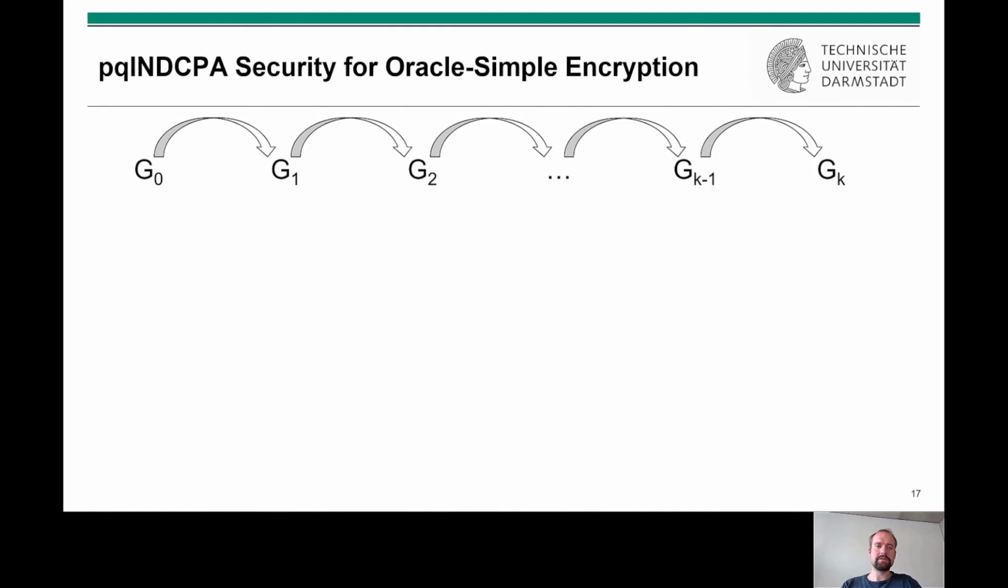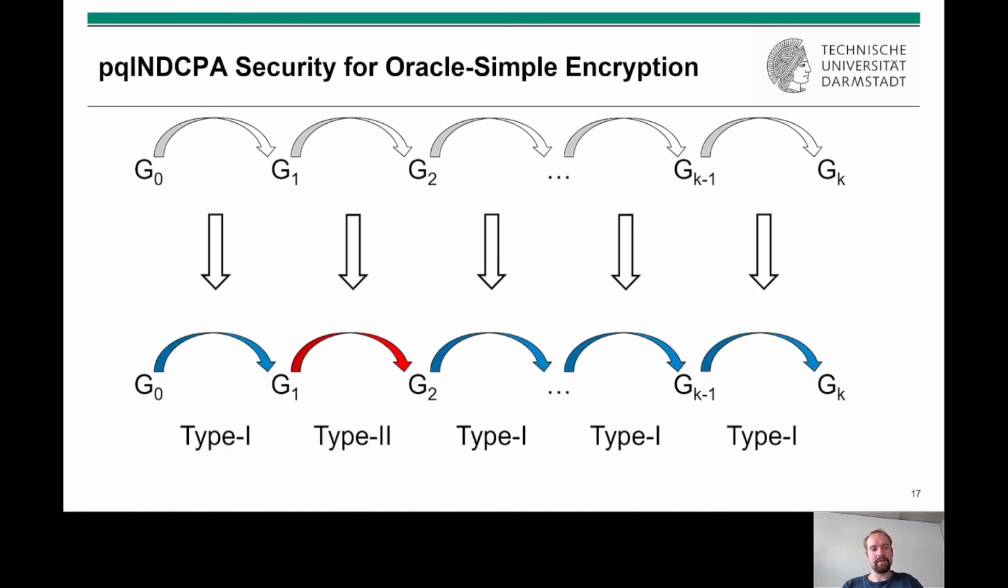To prove Oracle simple encryption schemes to be pqINDCPA secure, we proceed as follows. So we take the classical proof with the games G0 to GK, and then we go over the different game hops one by one, and then we classify these game hops as either type 1 or type 2 game hops, and then analyze whether some quantum hard problem is reduced to bound each of these game hops. And due to the structure of Oracle simple encryption schemes, there will be one type 2 game hop because the encryption scheme invokes the random oracle only once, while all the other game hops will be type 1 game hops.